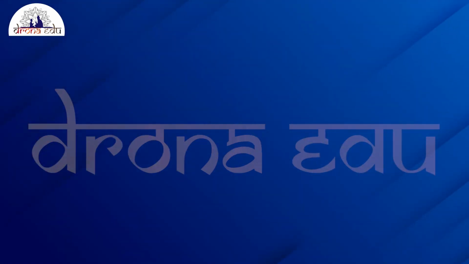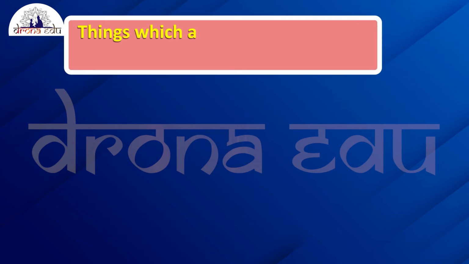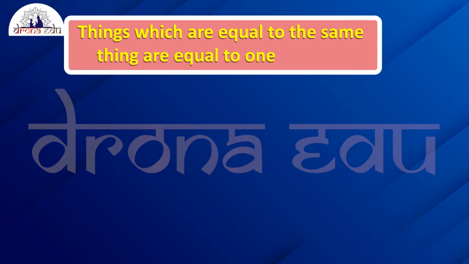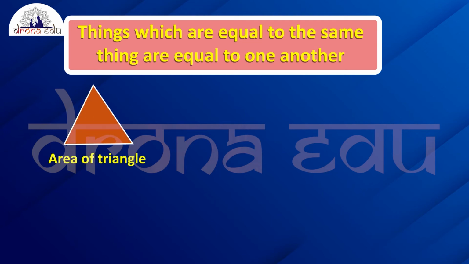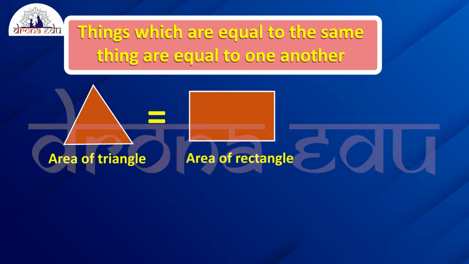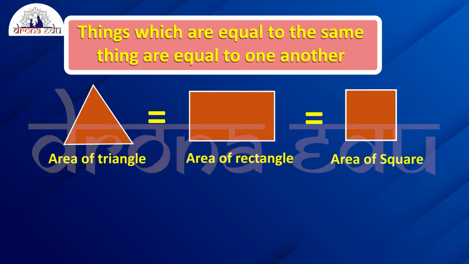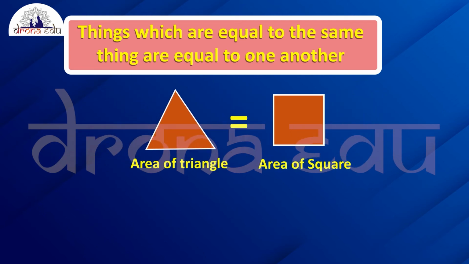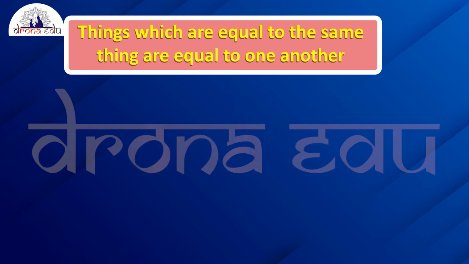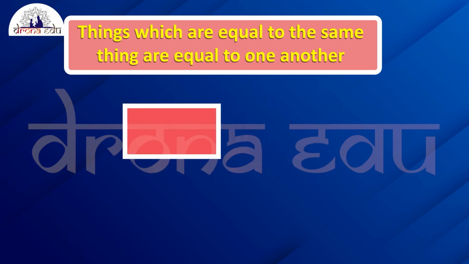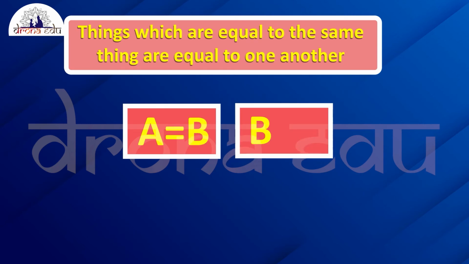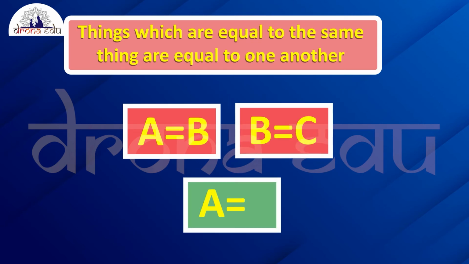The first common notion states that things which are equal to the same thing are equal to one another. This can be applied to plane figures. For example, if the area of a triangle is equal to the area of a rectangle, and the area of a rectangle is equal to the area of a square, then I can say that the area of the triangle is also equal to the area of the square. In a simple way, if A equals B and B equals C, then A equals C.